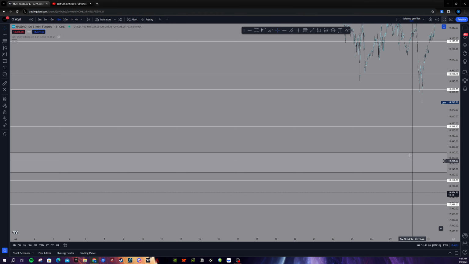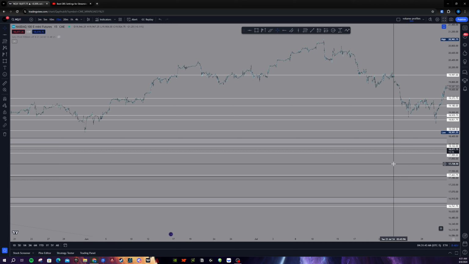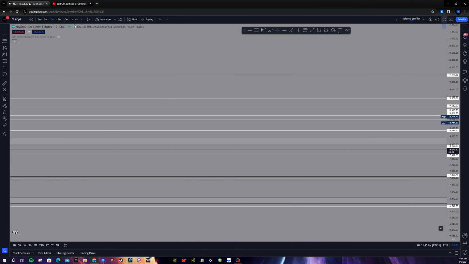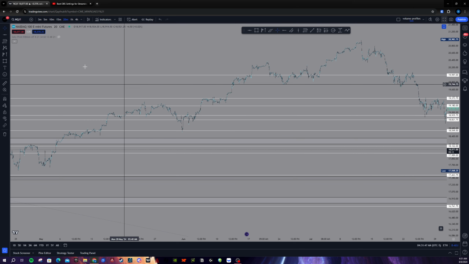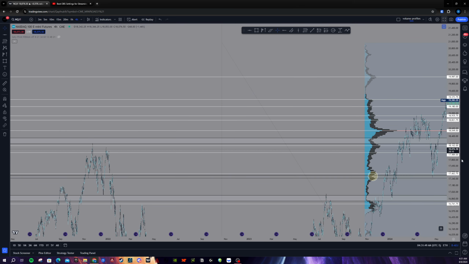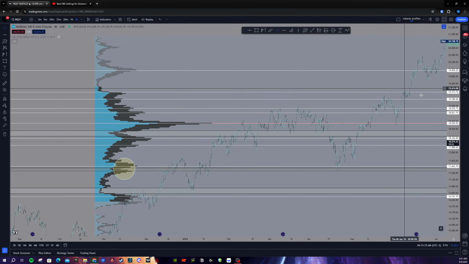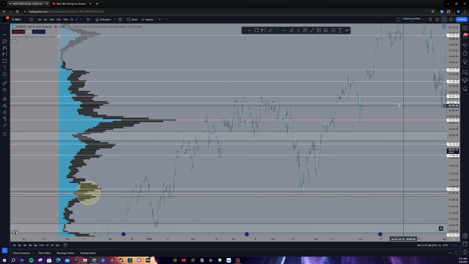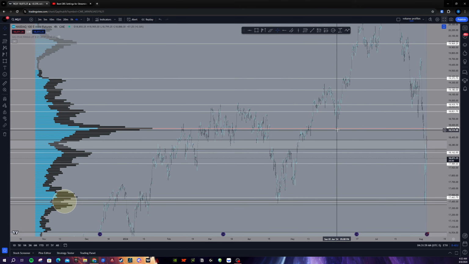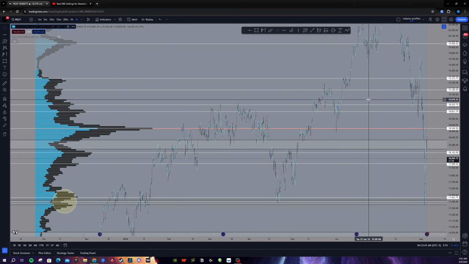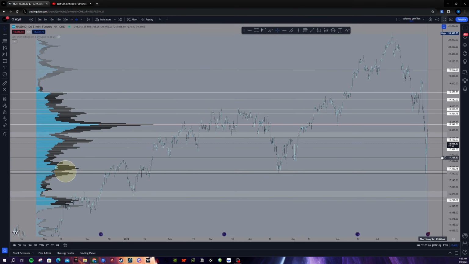Okay, so once a high volume node has been determined, you can use them as levels. This goes back into the POC play, where POC bounced here, we went higher. You can use these however you want.